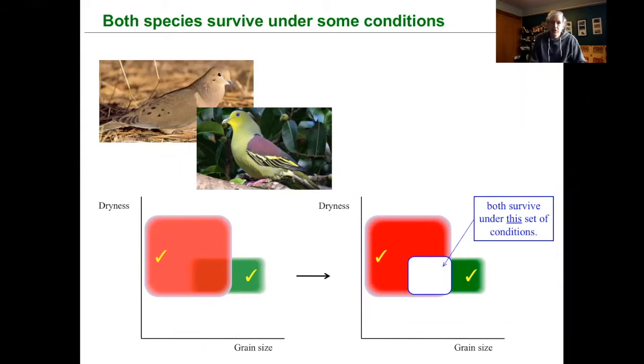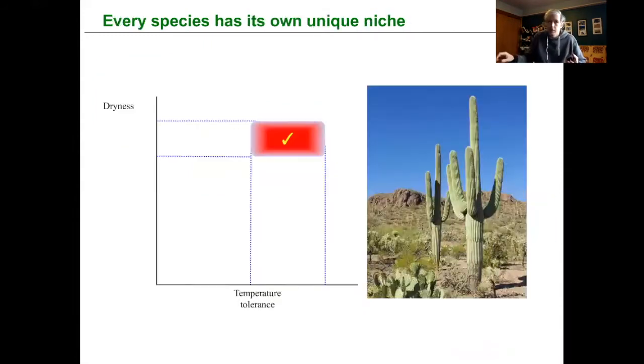It has a niche where it can survive on a certain set of conditions, and in this case we just have it on two particular axes, but the real one is multi-axes. Okay. So now let's do the same thing with some plants.